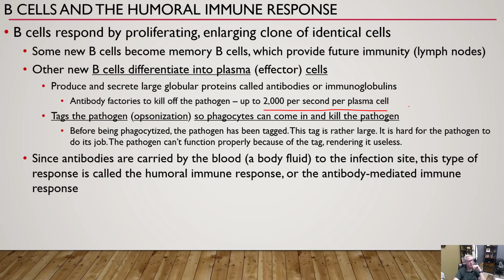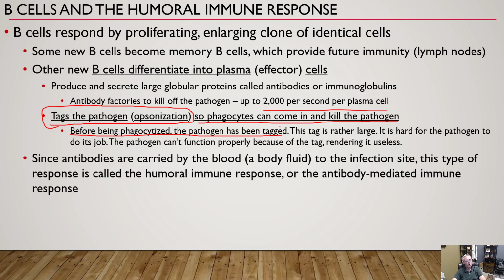Now, how do we kill it off? Basically, those B cells are going to tag that pathogen as being foreign, saying, hey, we need you to come in and kill this cell. So when we tag it, we call that opsonization. Before it can be phagocytized, it has to be tagged, and we call that opsonization. And then the phagocytes can come in and kill this pathogen.